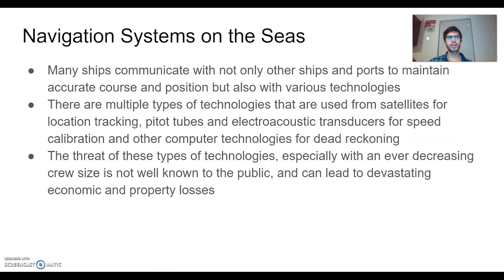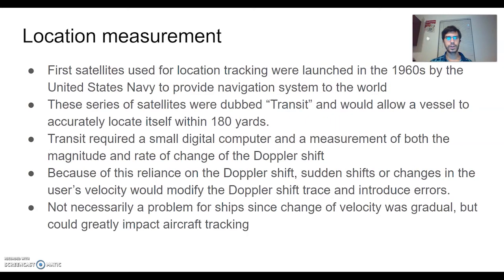And the threat of these technologies is essentially increasing, especially when the number of crew members is decreasing. So each crew member is more responsible for more systems and has fewer attention being paid to each individual system. So first we're going to go over location measurement.